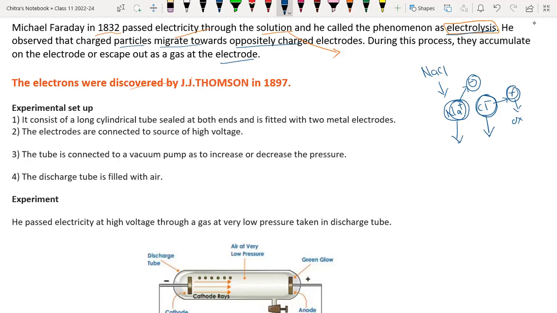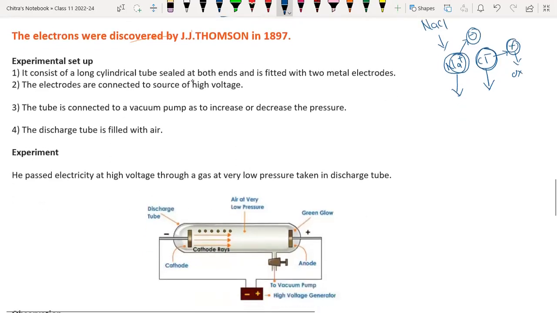But later on in 1897, J.J. Thomson performed the experiment called the cathode ray discharge tube. We are going to discuss that in detail here. He came to know about negatively charged particles which are revolving around the nucleus. He confirmed those particles and named them electrons. So it was confirmed by J.J. Thomson.